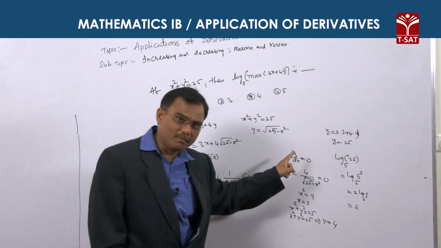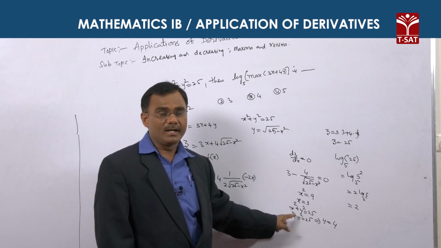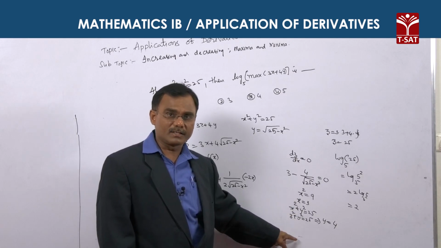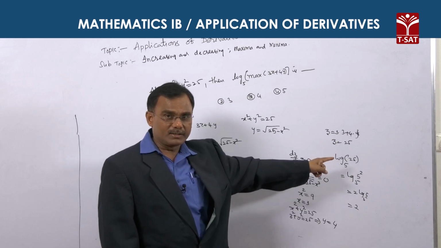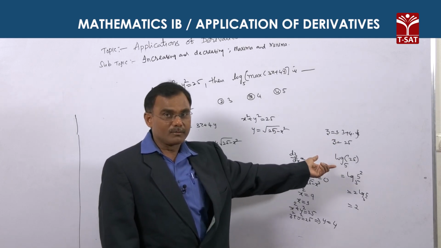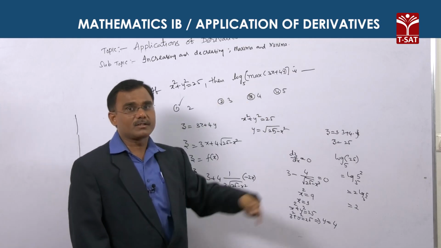For maxima or minima, dz by dx must be equal to 0. Simplifying, we get the x value. Substituting the x value in the given relation, we get the y value. So z is equal to 3x plus 4y. Substituting, we get the maximum value of z as 25. The required value is log of 25 base 5, and that answer is 2.